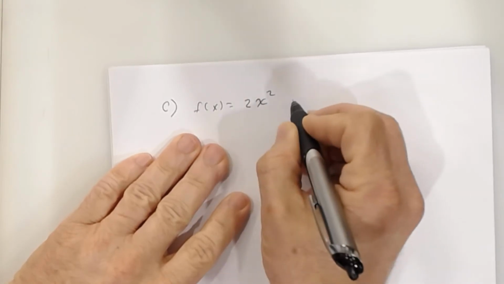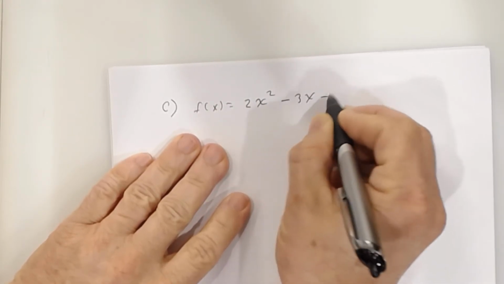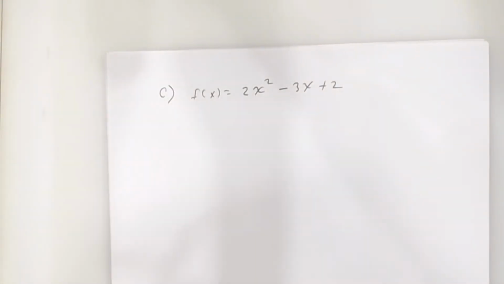f of x equals 2x squared minus 3x plus 2. So I'm going to find the difference quotient for this quadratic function. Now remember we talked about secant versus tangent? So how many secant lines can I draw in this problem? Infinitely many, an infinite number.